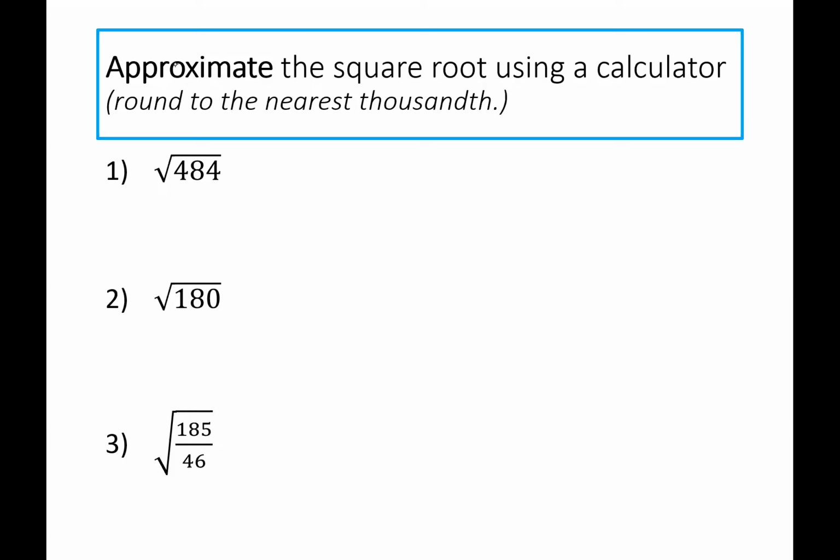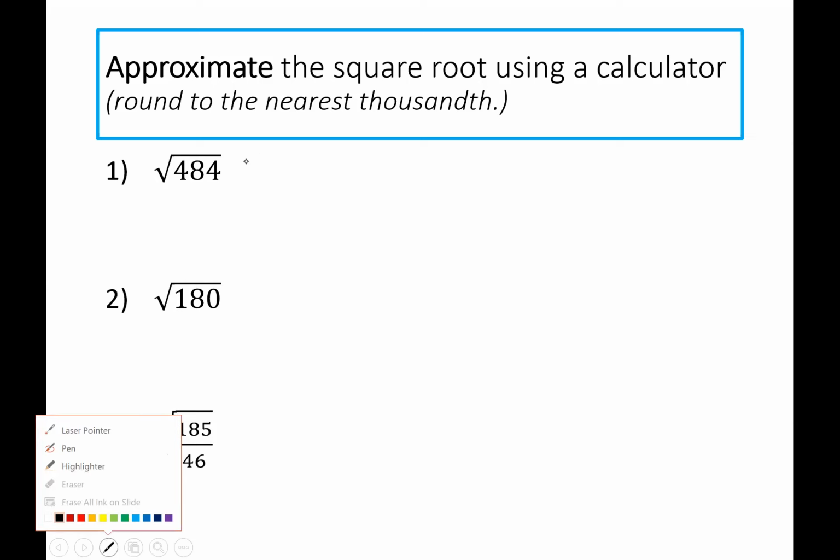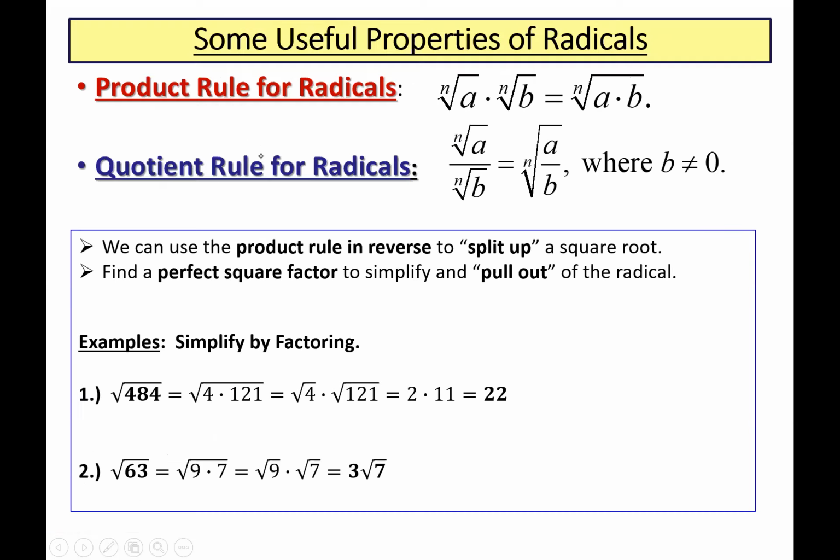Okay, so the next 3 problems, the directions are approximate the square root using a calculator, round to the nearest thousandth. So we've already talked about how to use a calculator to do these. Depending on your calculator model, you might be hitting the shift key or the second button, and then x squared, whatever you need to do to access that square root symbol on your calculator. So here's number 1. It's the square root of 484. Okay, so I'm going to use my calculator.